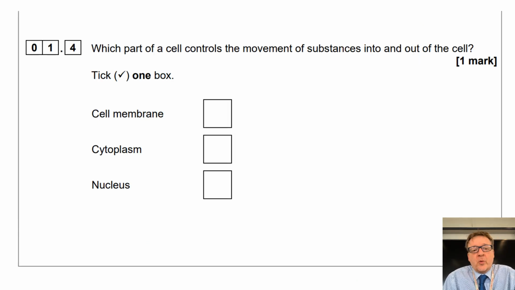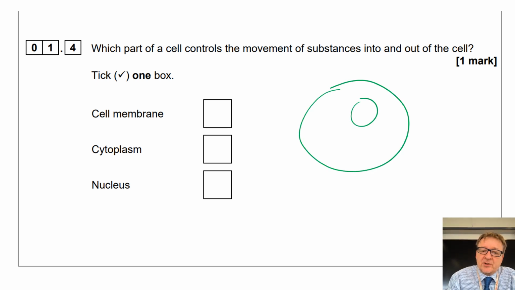Question 1.4. Which part of a cell controls movement of substances in and out of a cell? There's my cell, there's my nucleus. The nucleus contains the DNA, so it's definitely not that job. Cytoplasm, which is that one there, is where all the chemical reactions happen. So tick one box: cell membrane.